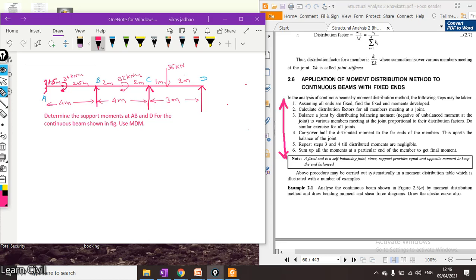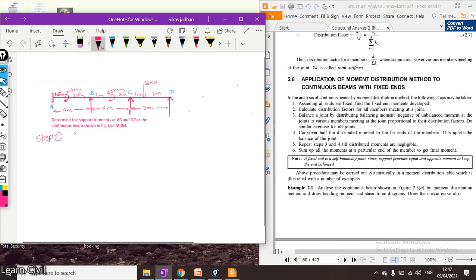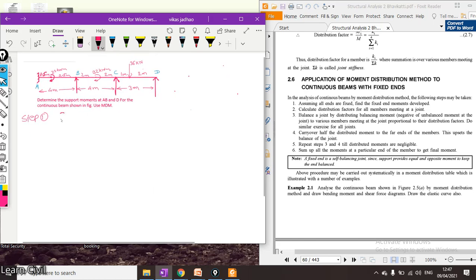So first we will be calculating the fixed end moment developed in your beam, considering each span as a separate span and all the joints as fixed joints. So step number one, calculate the fixed end moment.